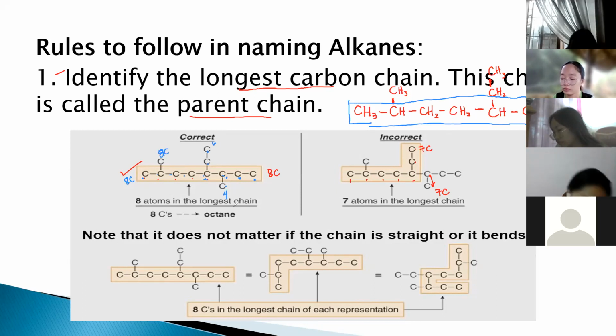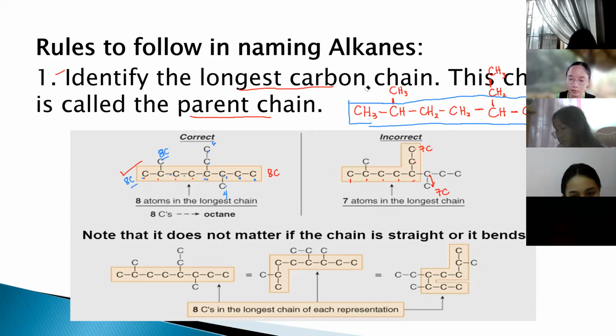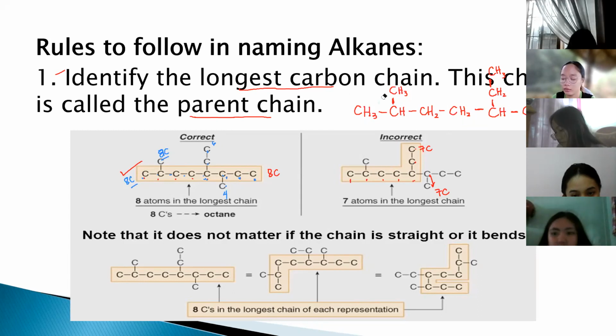Okay? Pero yung pinaka mahaba natin na chain, definitely 8 carbon talaga, kahit saan ka pa nag-start. Again, kahit saan ka pa nag-start, hanapin mo lang yung longest chain. So 8 carbon. Yun yung magiging parent chain natin. So sa pag-name class ng organic compounds, unang hanapin si parent chain, and yan yung una mong isusulat na name.